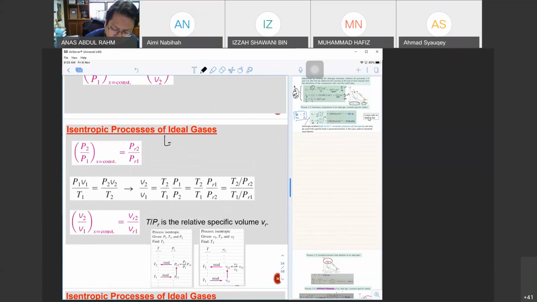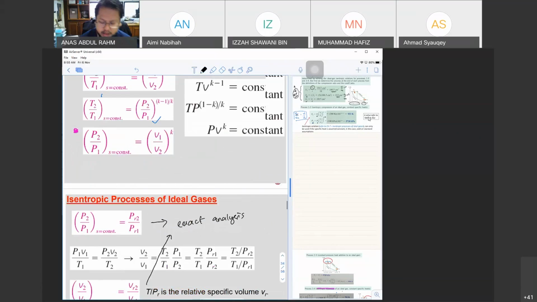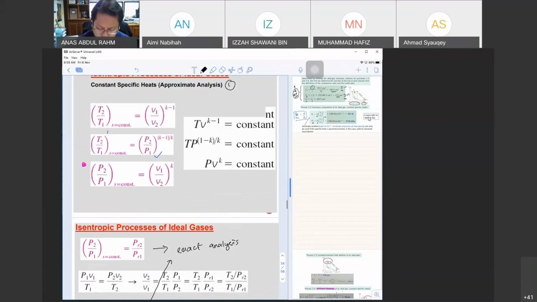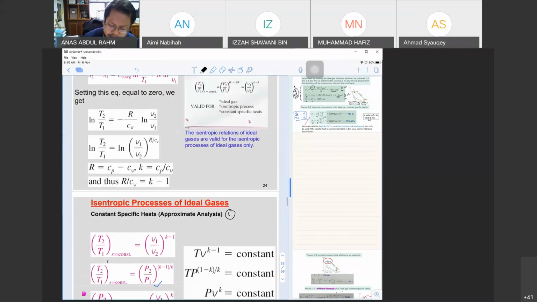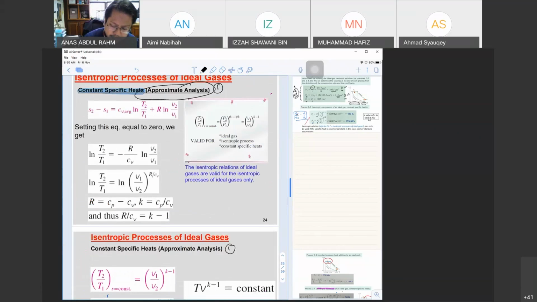So this and this is the exact analysis. Okay. So what's the difference between these two? Approximate analysis over here and the exact analysis. In this case, they use approximate. This is the set of equations that can be used for isentropic processes, or the approximate analysis.